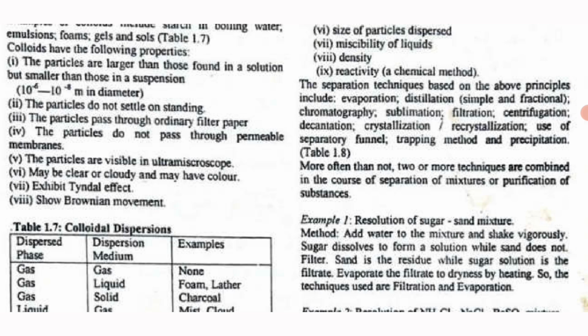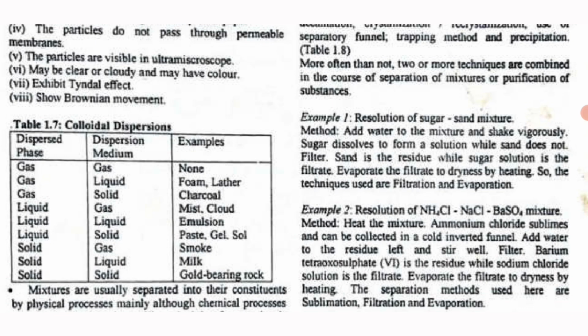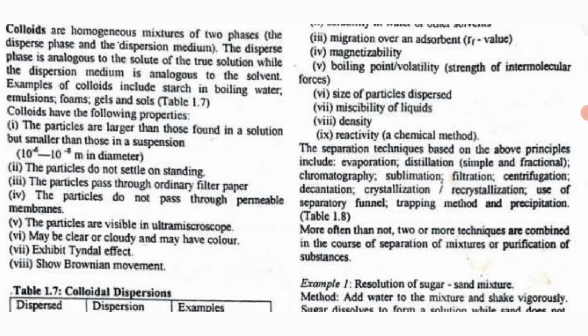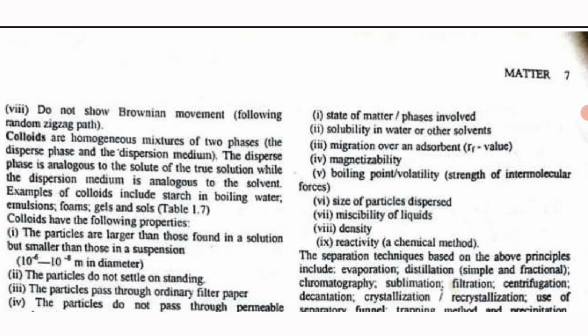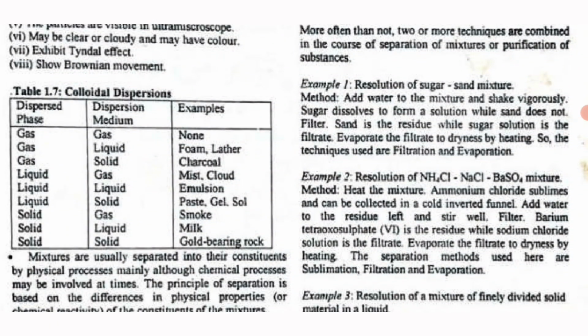They show Brownian movement. Now, take this colloid, for example, pap. When you look at your pap, you will not be able to easily identify that there are some undissolved solutes in this mixture. But with the help of a microscope, you can see that they scatter light. So they are colloids. We have a table here showing different colloids.